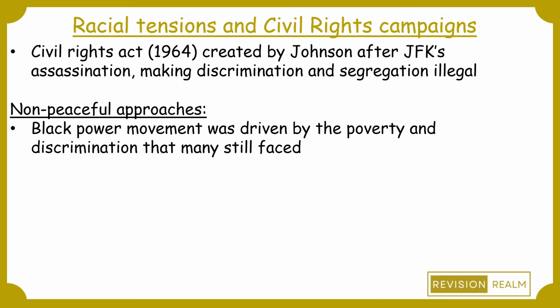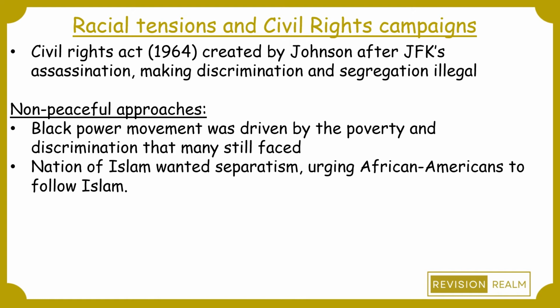Certain groups rejected the work of Martin Luther King, using more aggressive means to get what they wanted. The Nation of Islam was one of these groups, wanting races to be separate, known as separatism, because white society was racist, and urged African Americans to follow Islam instead of Christianity, which they claimed to be a white man's religion. Malcolm X was a well-known member of this group.